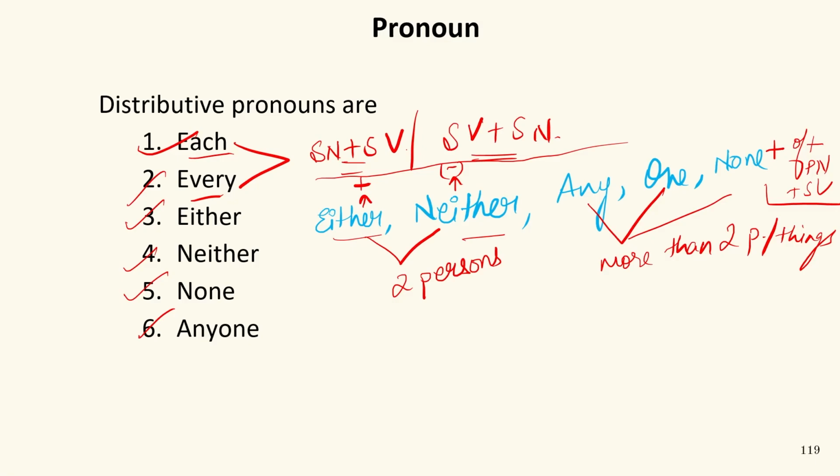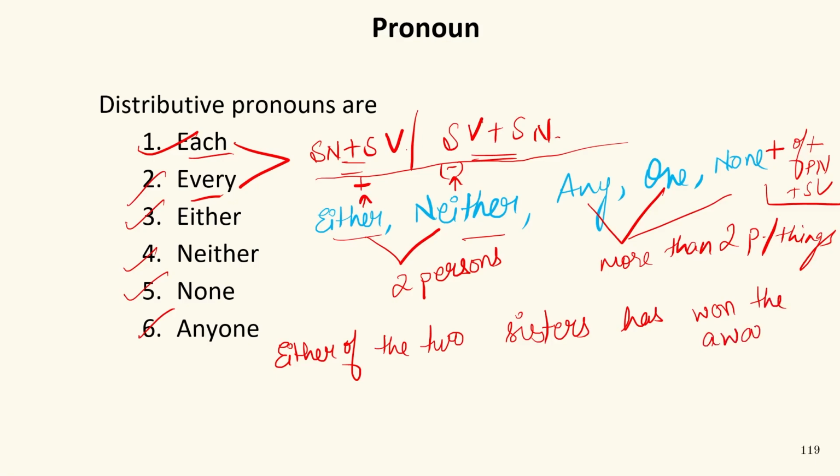Now, if the sentence is given to us, either of the two sisters has won the award. So in this sentence, we can see either is given, two is given, that we are talking about only two sisters. It means the word either is correct over here. Then we have has, that is a singular verb. This is also correct. So the entire sentence is correct.